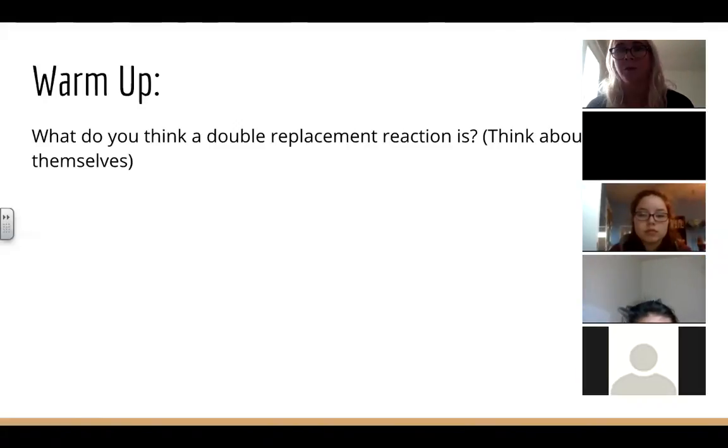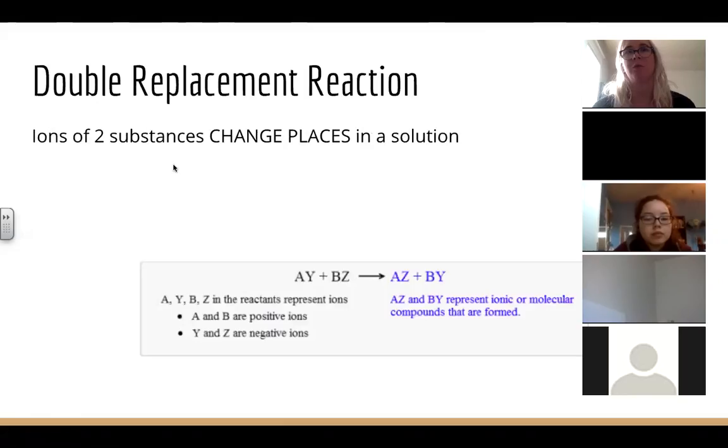Oh, good. We got a few other people in here. "An element is replaced twice." That's a great guess by Abby, right? We're seeing the word double and replacement, so something is being replaced twice, possibly. There's something going on here twice, which is definitely going to be key. Okay, good. So we will actually go and define a double replacement reaction.